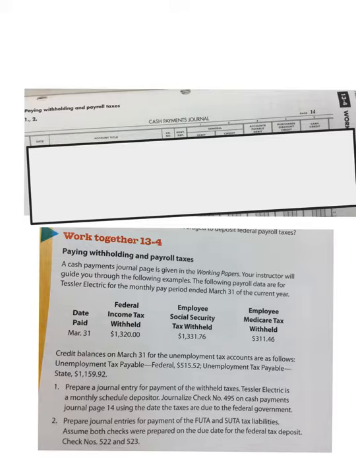All right, so let's take a look. It says, the instructions, cash payments journal page is given. Again, because we are paying cash, we're going to be writing a check. We need to use our cash payments journal. And it says we have credit balances on March 31st for the unemployment tax accounts as follows. And it does provide the unemployment tax payable federal for $515.52, our unemployment tax payable state $1,159.92.